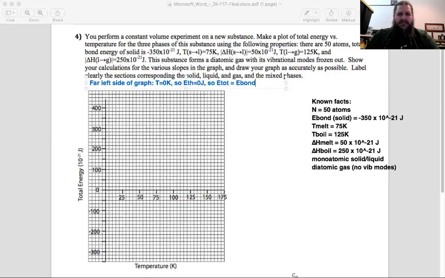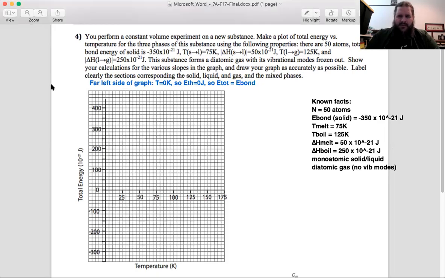Yeah, E bond. And it tells us the bond energy of the solid phase. In solid form, the bond energy is -350 times 10 to the -21 joules. So we can use that as E total. When the temperature is 0, the total energy is just the bond energy, which we know is -350 times 10 to the -21. So that will be the starting point for our graph.